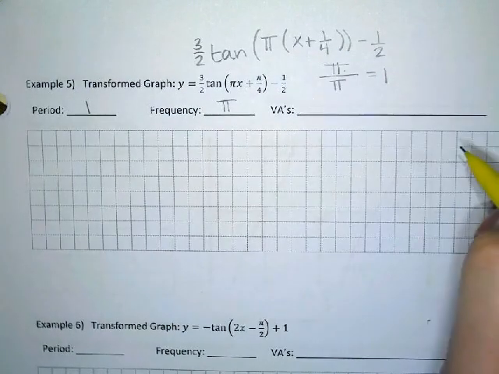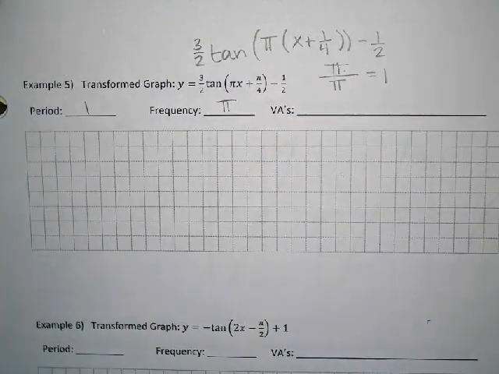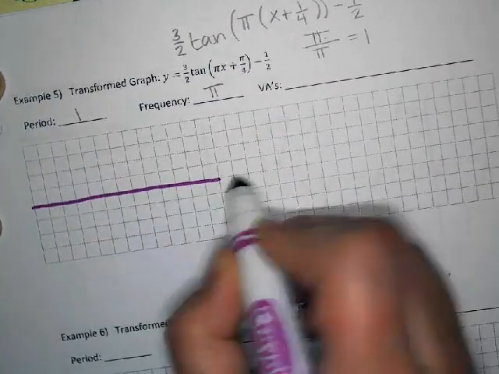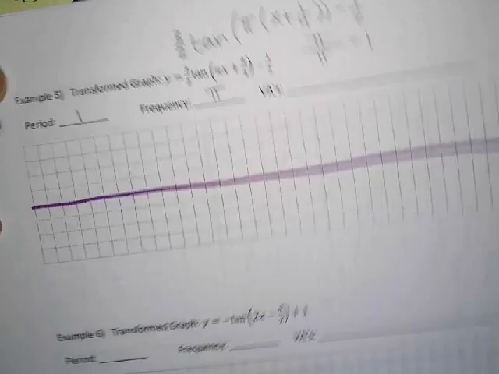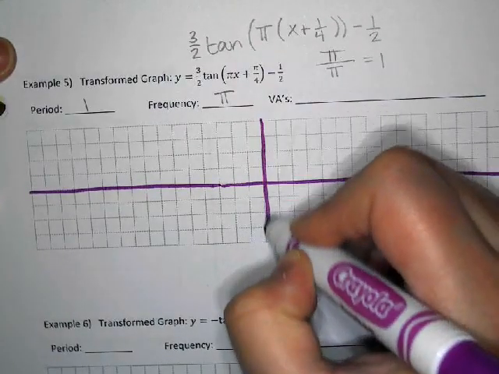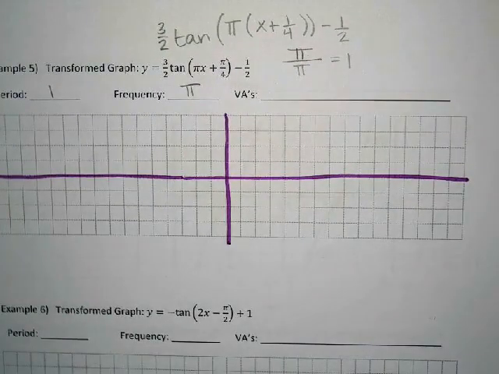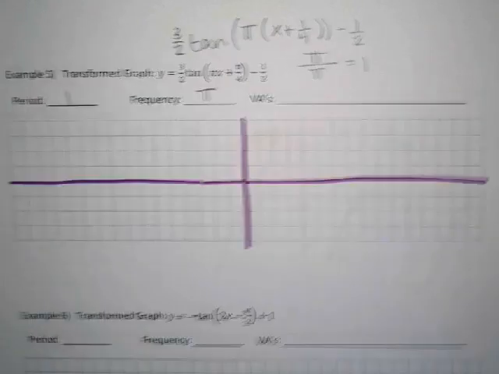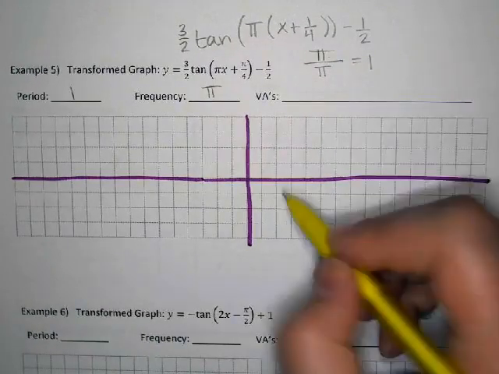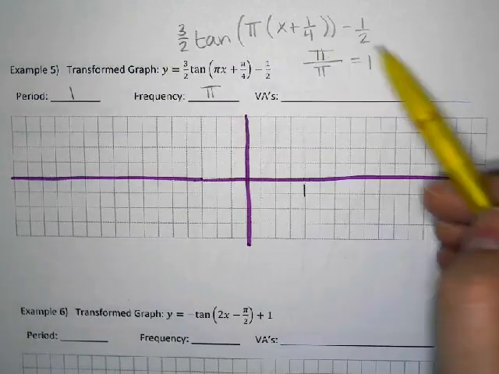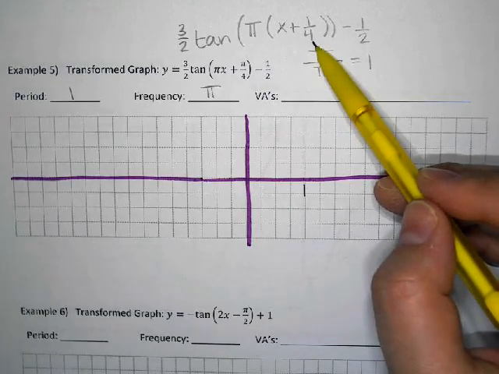Okay, so I'm going to draw my x-axis. I'm going to go ahead and put it right in the middle. My y-axis, okay. So for the period of 1, would you guys like to do 4 boxes, 8 boxes, or 12 boxes? 4, okay. 1, 2, 3, 4. And 4 boxes works really well because we're going to be shifting this to the left 1/4. And so 4 boxes will make that really easy.